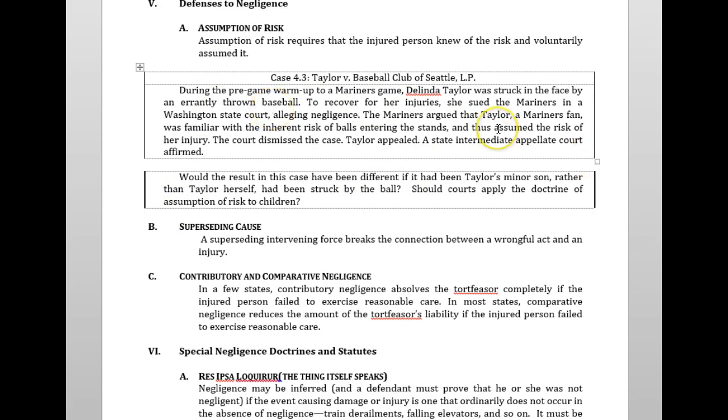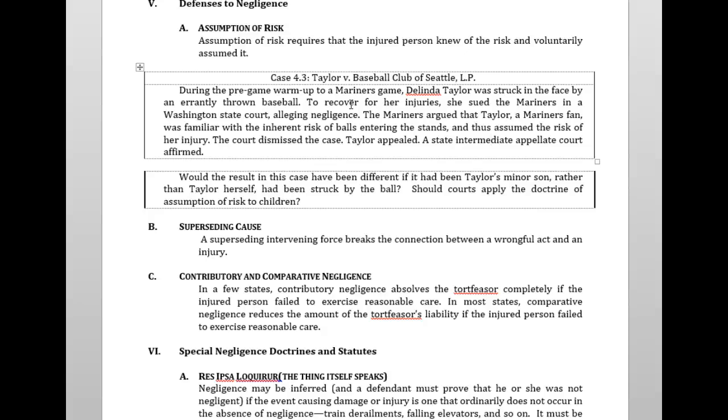She sued, and the Mariners argued that she was a Mariners fan and was familiar with the risk of entering the stands, and therefore assumed the risk of her injury. The court dismissed the case. She appealed, and the state appellate court affirmed the decision, which means they also agreed. She'd been to ball games before. She was quite aware that a ball could fly into the stands, and she assumed that risk. So nobody was liable for that.